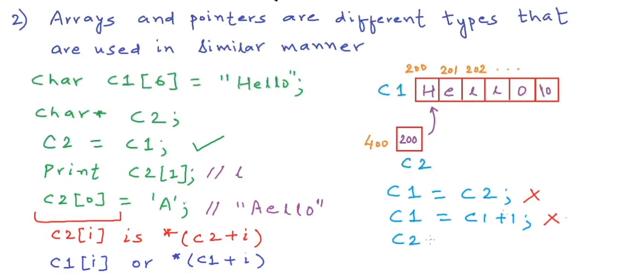We can say C2++, so C2 now points to the next element. With this statement, all that will happen is C2 will become 201, so instead of pointing here, it's now pointing to this particular element E. To traverse an array, we run a loop and use a local variable, let's say i, and increment it in the loop. If we have a pointer variable, we can just keep on incrementing the pointer and we can traverse the array. We will keep doing this C2++. So we must understand where we have an array and where we have a pointer and what we can do with which one.